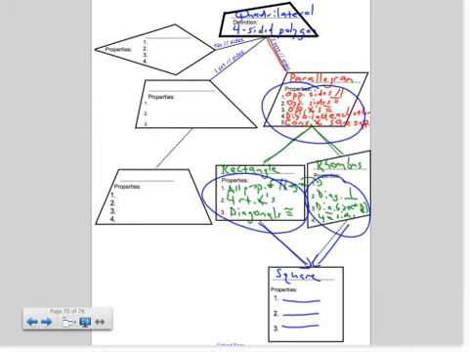Okay, so you'll notice a square has a ton of properties. Namely, looking at this, it looks like it's got about 10 properties. So there's a lot of information here. You have to take the time to differentiate between the different shapes and properties and so on and so forth.